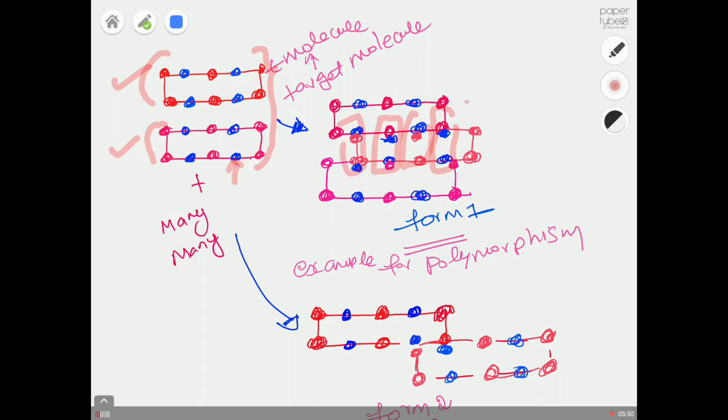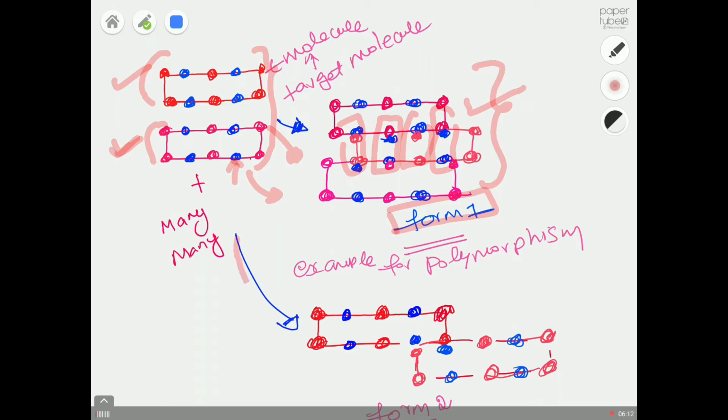They can assemble in one form. Imagine if this is a crystalline structure. We can call this form 1. This is crystalline, which we can make from this molecule that contains two types of atoms, a blue atom and a red atom.